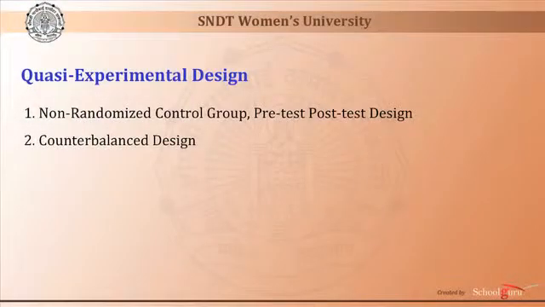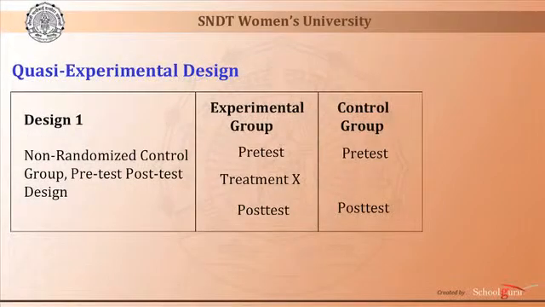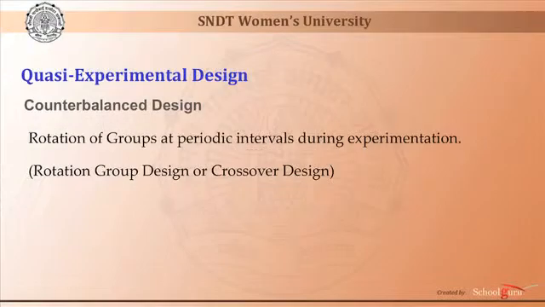Now we go for quasi-experimental design. Non-randomized control group, there can be a control group, but they are non-randomized. Pre-test, post-test design. Another is counterbalance design. This is like the first one, pre-experimental, right? Counterbalance design. Counterbalance, countering means what? Changing. Rotation of groups at periodic intervals during experimentation. So it is also called rotation group design or crossover design.